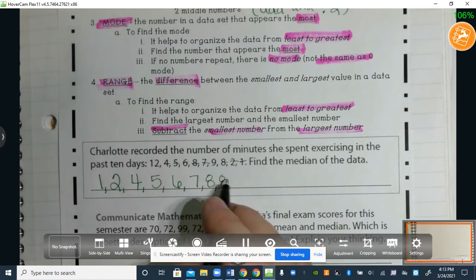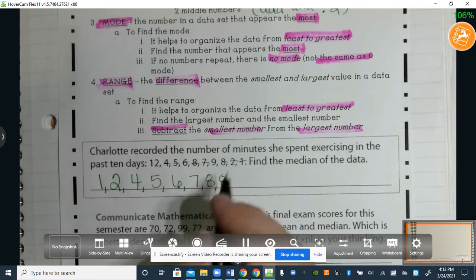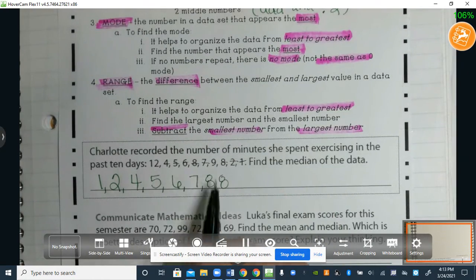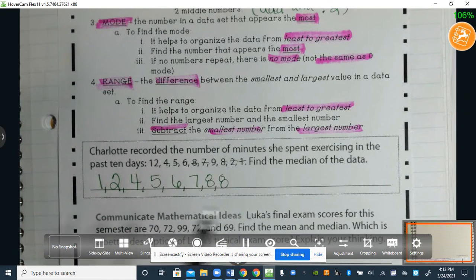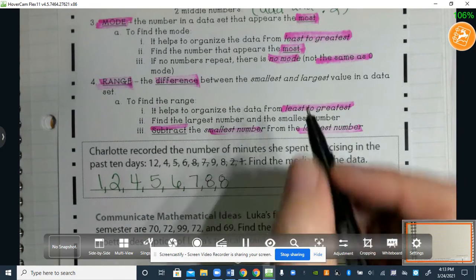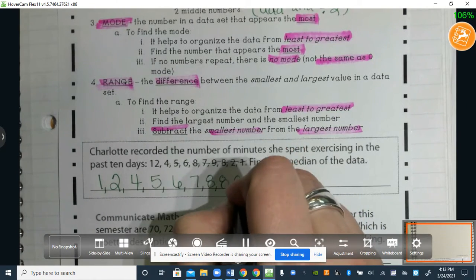I have 2 8s. Put those 2 8s down because, even though it's repeating, it represents a different day. So even if it's doubled, tripled, whatever, you need to make sure that you write that. 8, then we have a 9, then we have a 12.